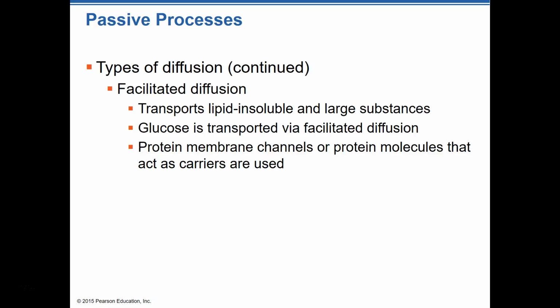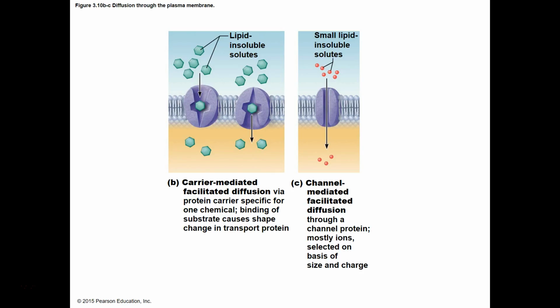When we continue on with the types of diffusion, there's facilitated diffusion. So those lipid insoluble things and large substances have to be transported by facilitated diffusion. Glucose is one of those. It's too big. And basically we've got these membrane channels or protein channels that act as carriers to bring that stuff in and out or through that cell membrane. It's facilitated, so it takes a little bit of work to get it to go through there. There are carrier mediated and channel mediated.